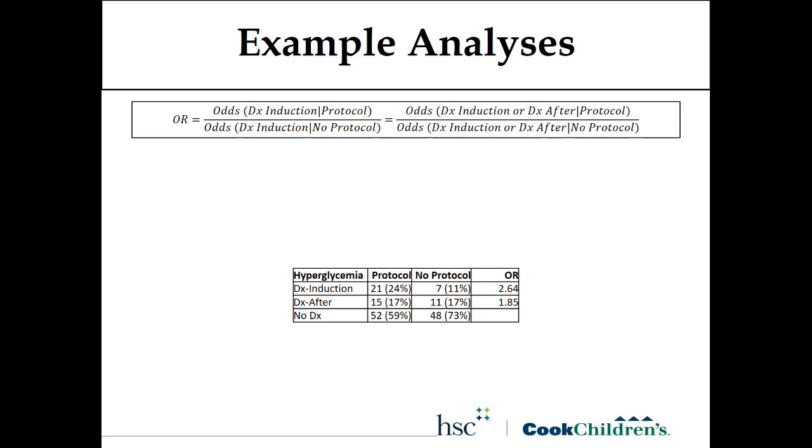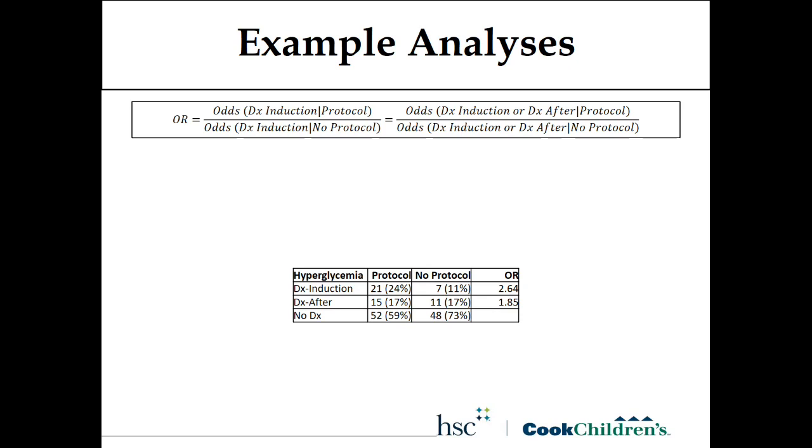Okay, so the first one is the odds ratio of being diagnosed during induction for the protocol versus no protocol groups. That's our first odds ratio. If you look at that table at the bottom, what we're doing is comparing the diagnosed in induction, which is one set of frequencies, to the bottom set, the other group, which is either being diagnosed after induction or not having a diagnosis. So it's the first row versus the second and third rows.